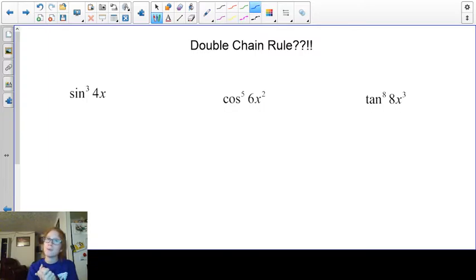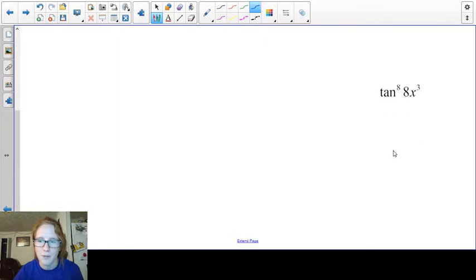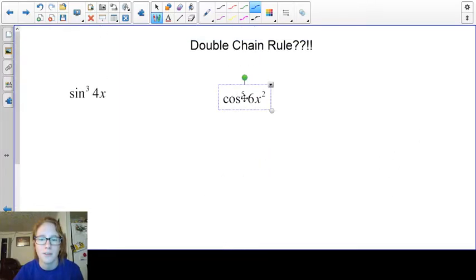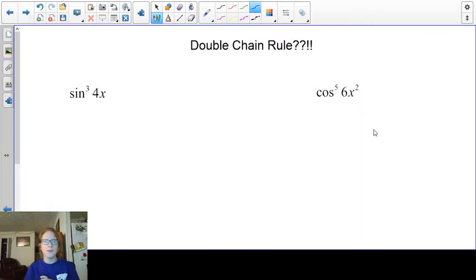Double chain rule? We kind of saw this when we dealt with our turkey last week. I'm going to move this down a little bit while I scoot these over. Okay, we saw double chain rule when we did our turkey on the body, on page 4. It wasn't all double chain rule, but the turkey body definitely was.